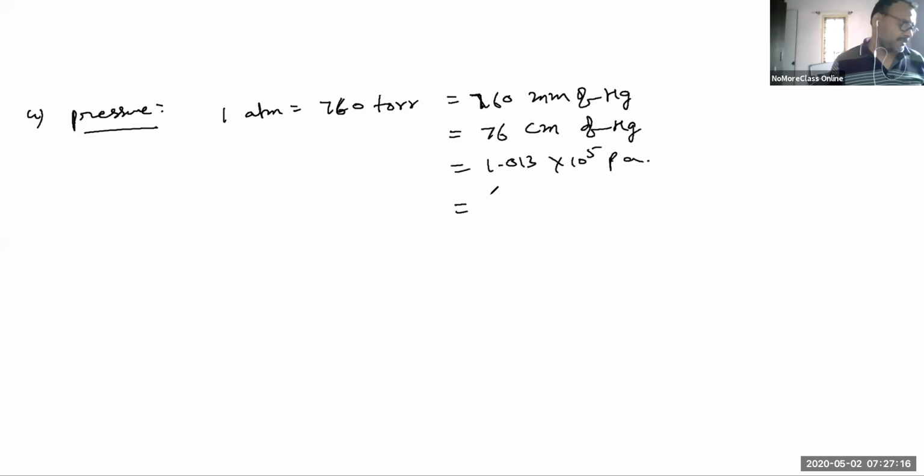Or that is equal to 1.01325 bars, or that is equal to 101,325 Newton per meter square. Newton per meter square.